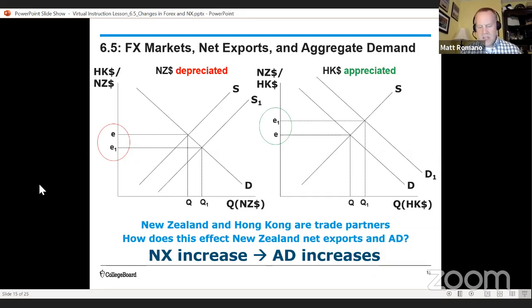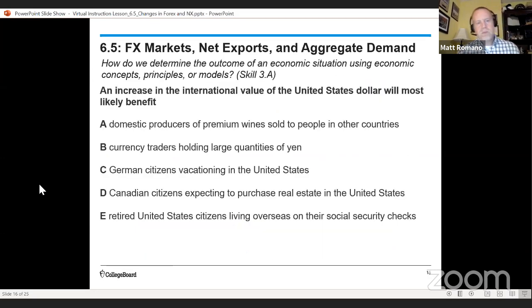All right, how does AP treat this kind of stuff? What does it look like on AP exam questions? Going to look at a couple. We're going to look at 3 or 4 multiple choice questions, and then I'm going to leave you with an AP FRQ that you can work on for next time, again, to make sure that this stuff is making sense to you and that you know how to apply this knowledge moving forward. So, first question. An increase in the international value of the United States dollar will most likely benefit, and then there are your 5 answers.